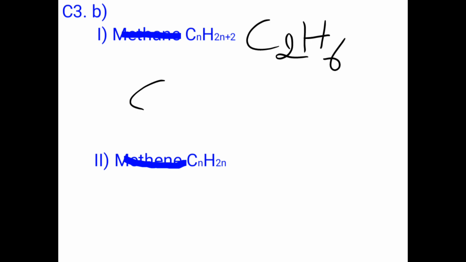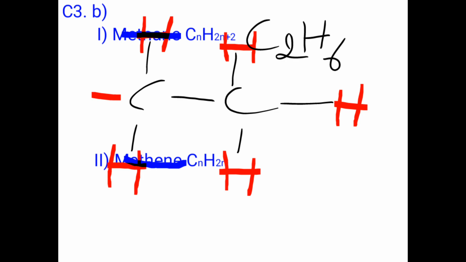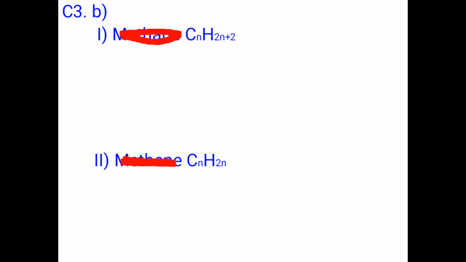Since we are drawing, this is how the structure will be. It has two carbons, so we join the two carbons. Remember, in alkanes there's only a single bond between the atoms. Then the hydrogen atoms will be bound there, like that, and also there, like that.